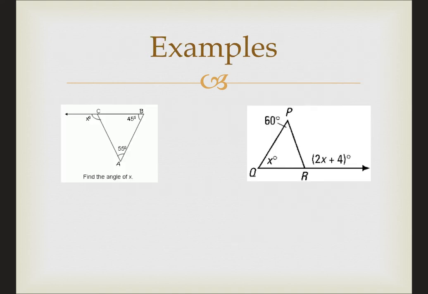Let's do a problem. So in this first one, we have angle X is our exterior angle, and we're given 55 and 45. So right away, we know that X is going to be equal to 55 plus 45, which means that X is equal to 100. All right, you guys give the next one a try.